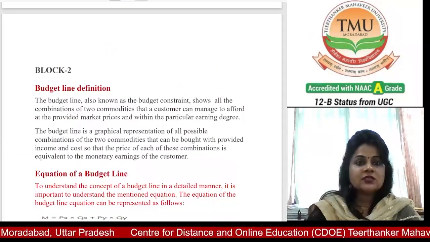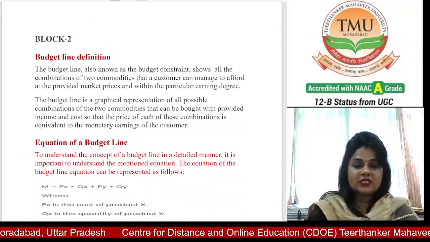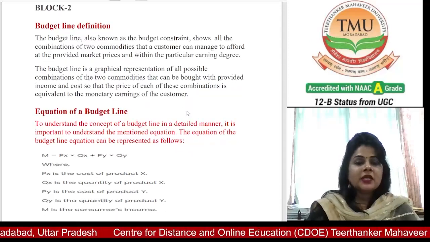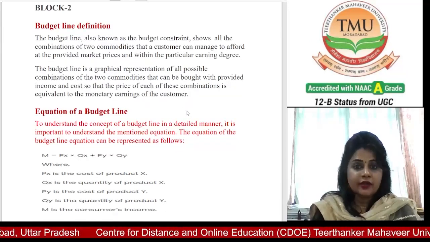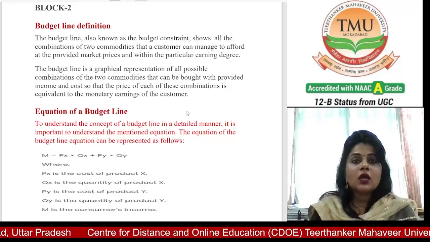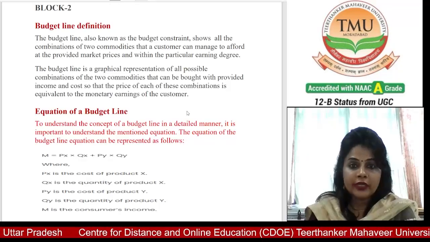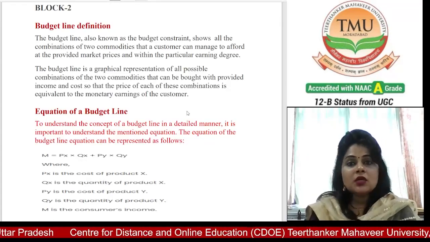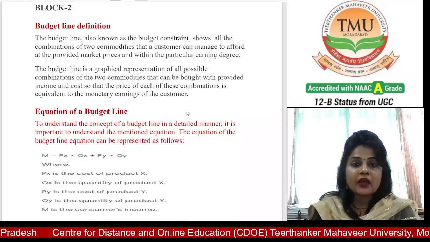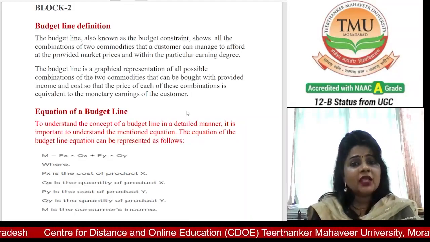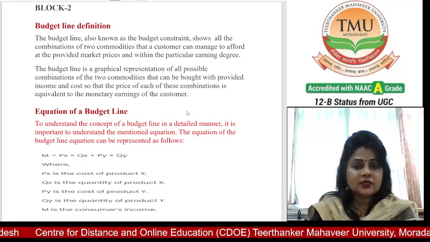Today, students, we discuss the topic budget line. The budget line, also known as the budget constraint, shows all the combinations of two commodities that a consumer can manage to afford at the provided market prices and within a particular income level.